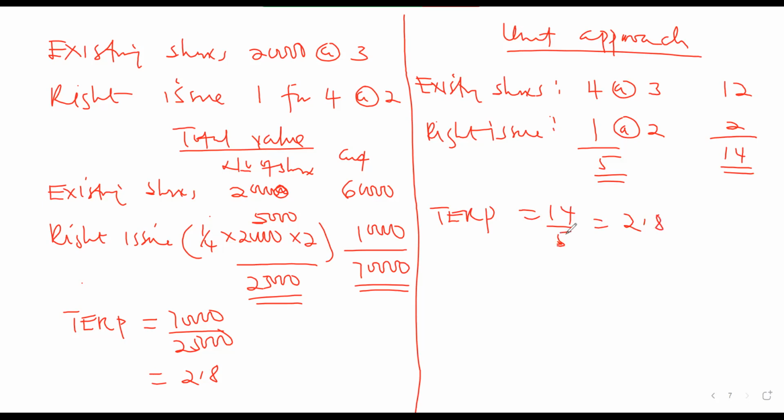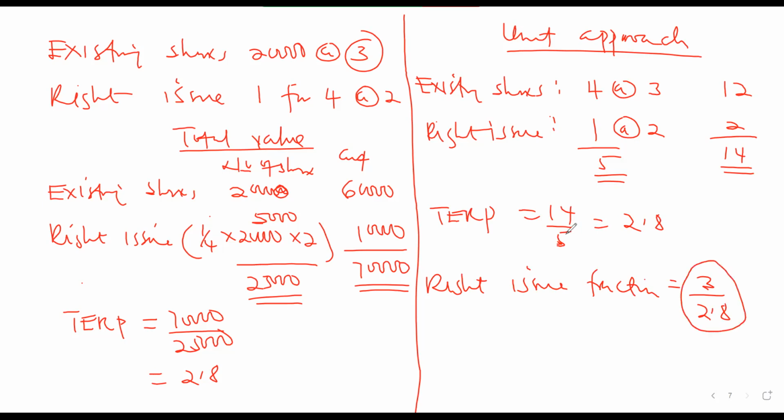Okay. All right. So your rights issue fraction now will be your existing market price, which is 3 divided by 2.8. That is what you are going to be using as the rights issue fraction. Okay. So how do you apply the rights issue fraction? This is just like the bonus fraction.